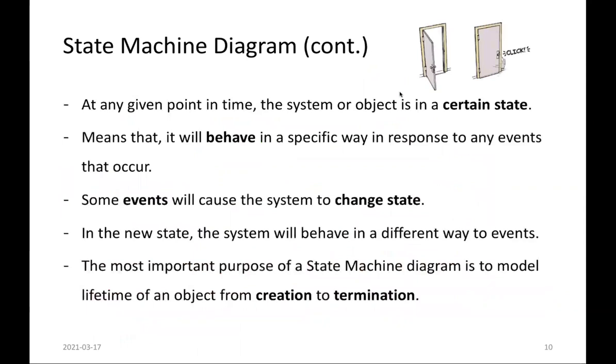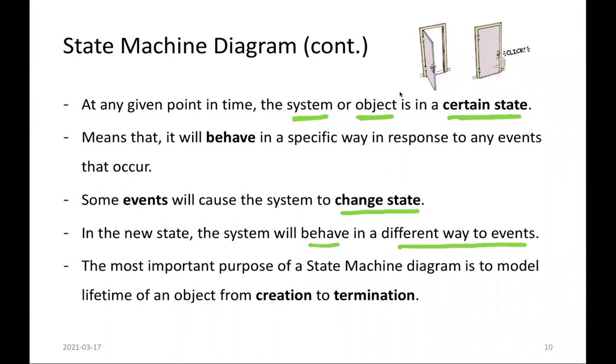State machine diagrams have some fundamental principles, such that at any point in time, the system under description, or even the object under description, is always in a certain state, which means that it behaves in a specific way in response to any event that occurs. Keep in mind that some events will cause the system to alternate states, so it changes its state, such that in the new state, the system might behave in a different way to different events.